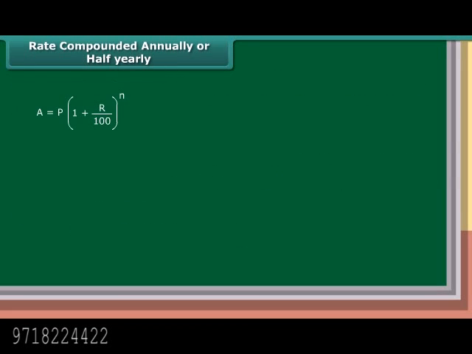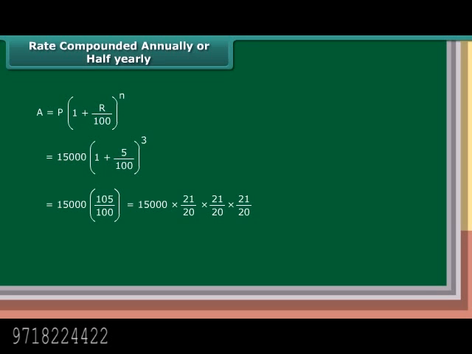A is equal to P into (1 plus R upon 100) whole to the power n, which is equal to 15,000 into (1 plus 5 upon 100) raised to the power 3, is equal to 15,000 into (105 upon 100), which is equal to 15,000 into 21 upon 20 into 21 upon 20 into 21 upon 20, which is equal to 17,364.37 rupees.